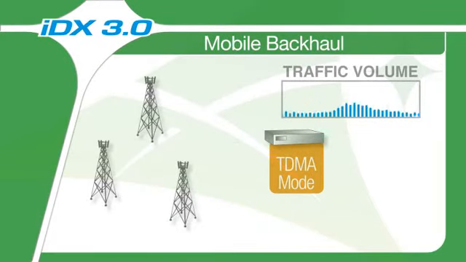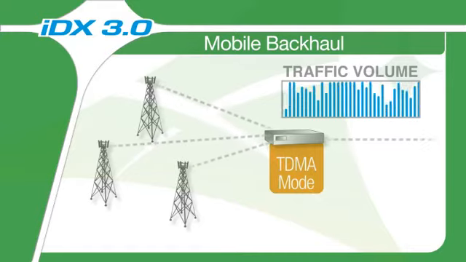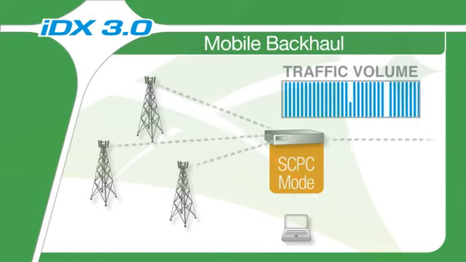A good example of this can be seen with a mobile backhaul network. TDMA is typically the most cost-effective way to backhaul data from scattered villages that have limited traffic. However, as individual sites add subscribers, traffic grows and becomes more constant. Once the network traffic reaches a dedicated volume or traffic pattern, the remote can be switched to SCPC Return mode to be most efficient for the operator.